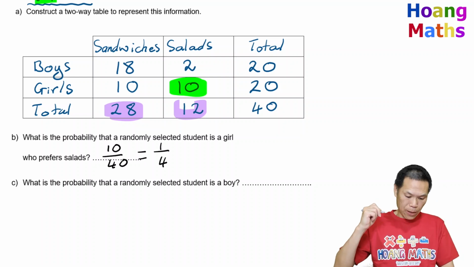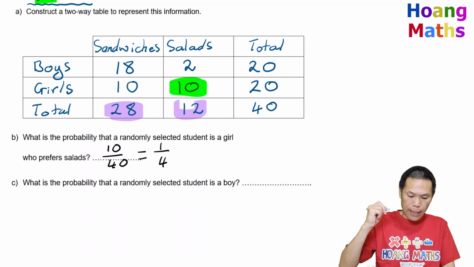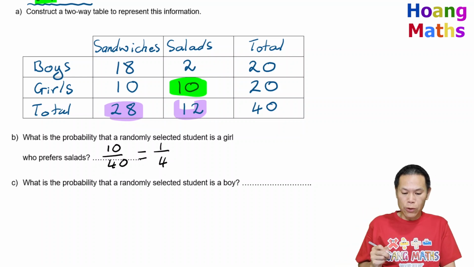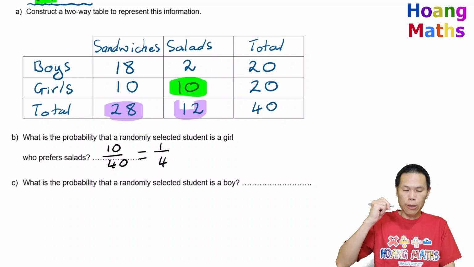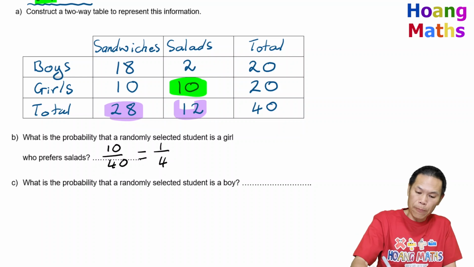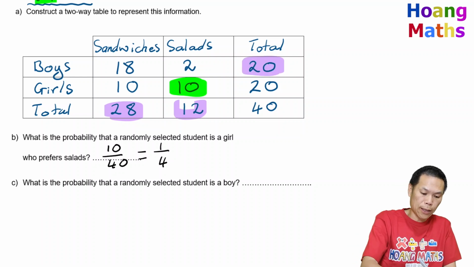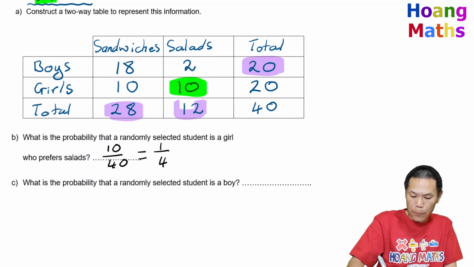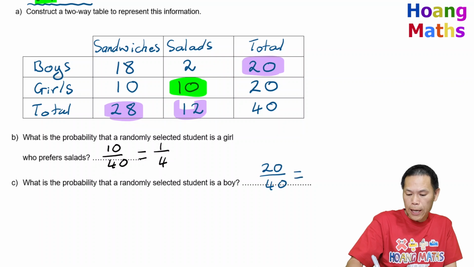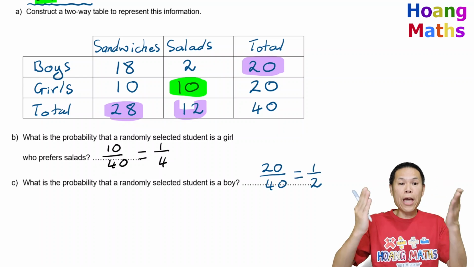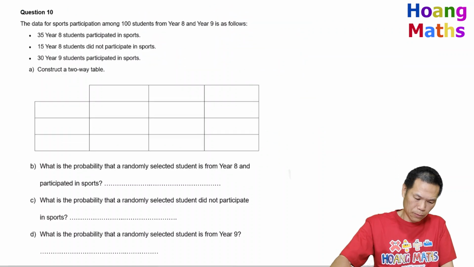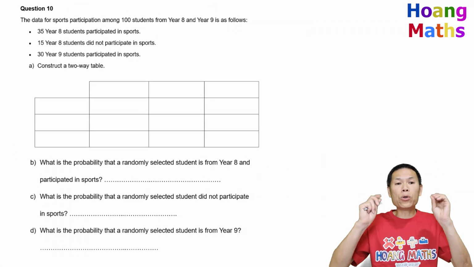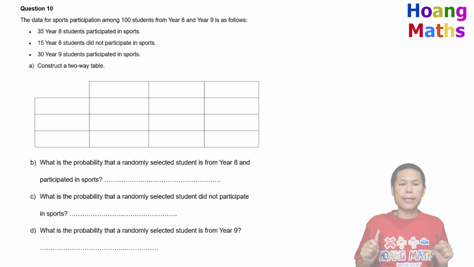Part C. What is the probability that a randomly selected student is a boy? So it's a boy. How many boys are there? We have 20 boys, and then out of 40 students altogether. So 20 out of 40, and you simplify this, which gives me a half. So there you go. Please pause the video and do this one yourself.